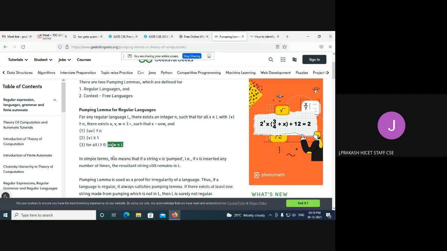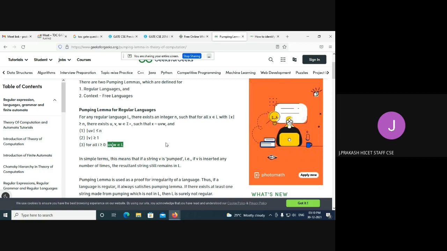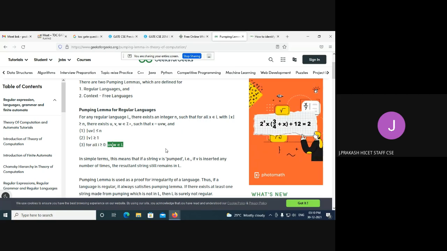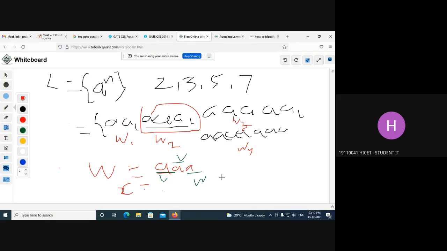The remaining things are useful from the theory point of view. So U V power I W belongs to L. That means you have assigned some value for U, V, and W, and substituting the answer for I, the elements must remain in the language L. Only if the value we give stays in L, we call it regular. So A power I, A belongs to L, where I starts from 0 to infinity.